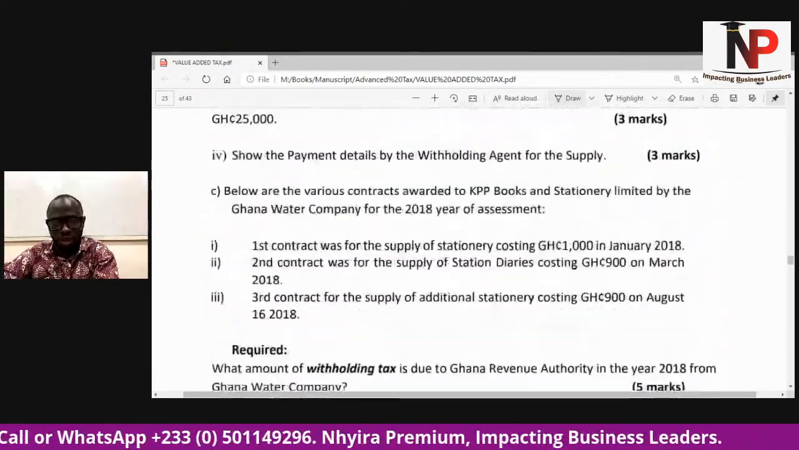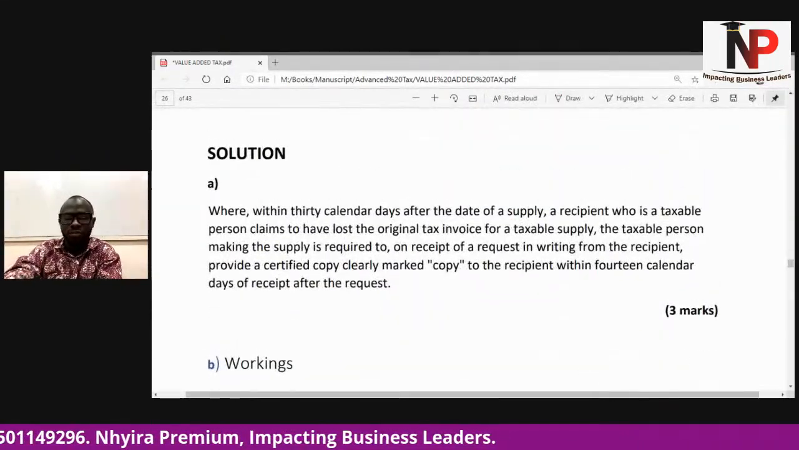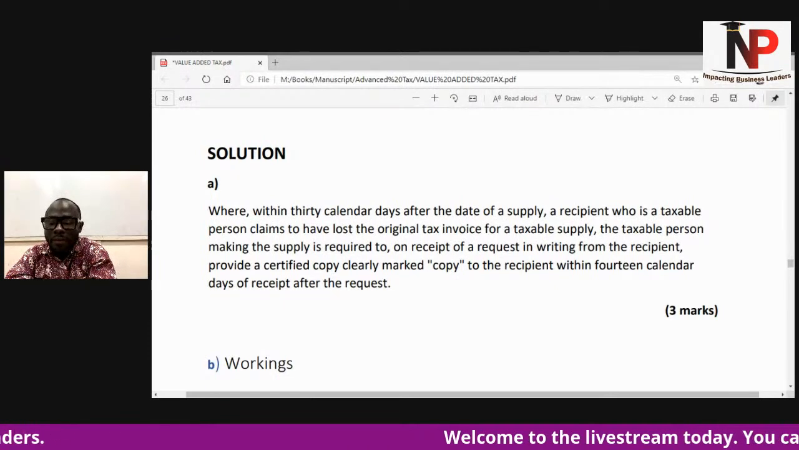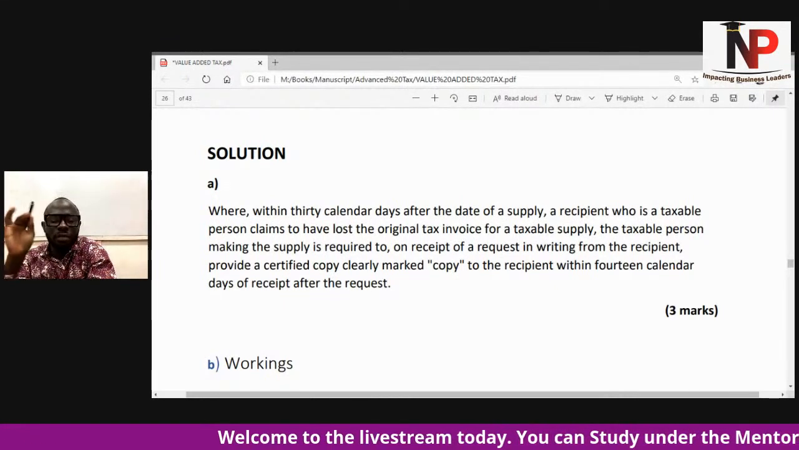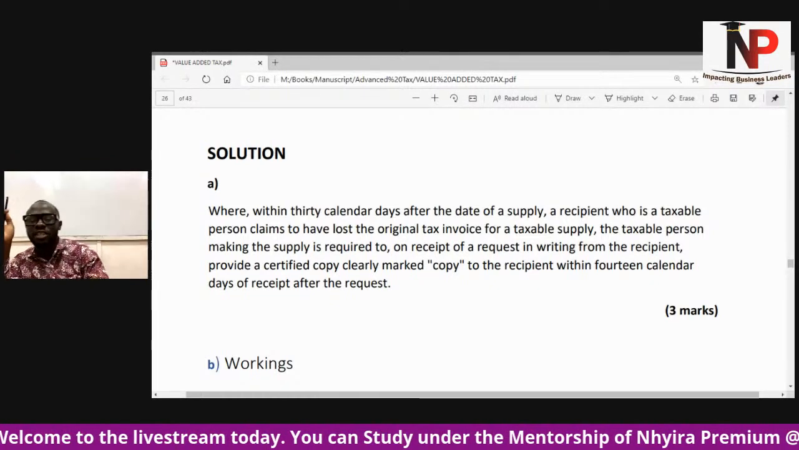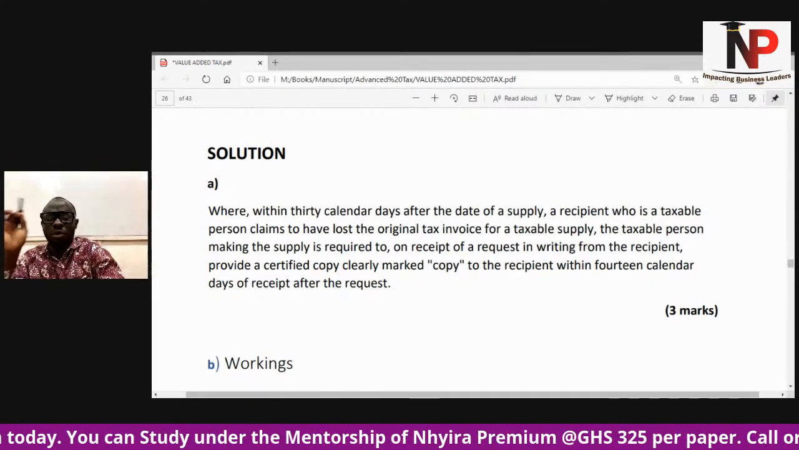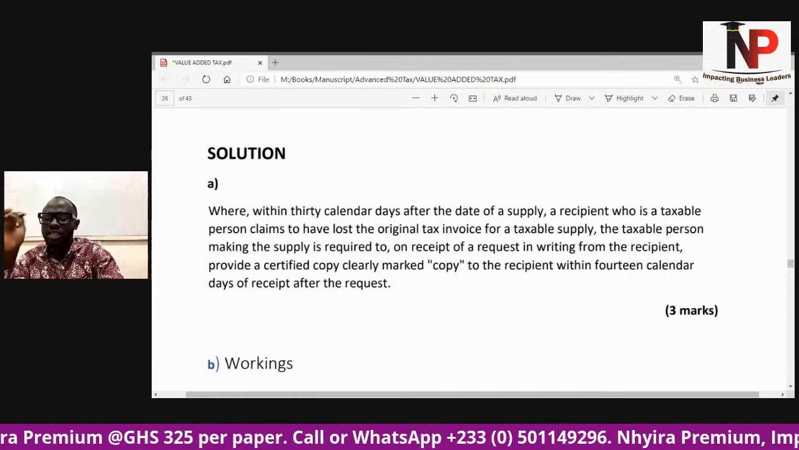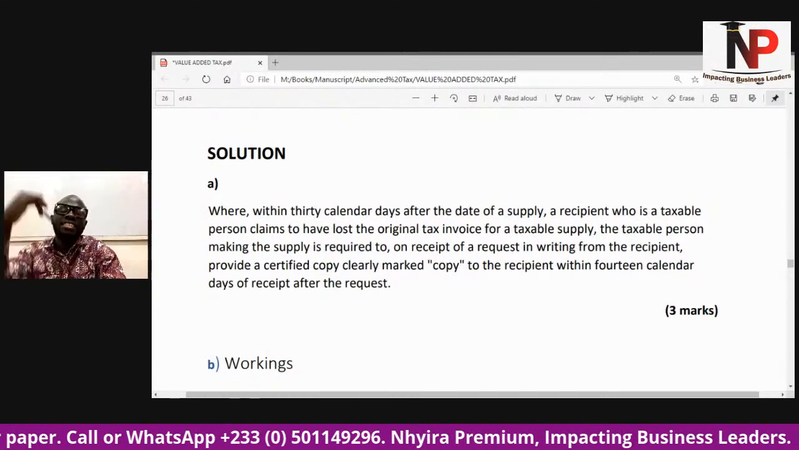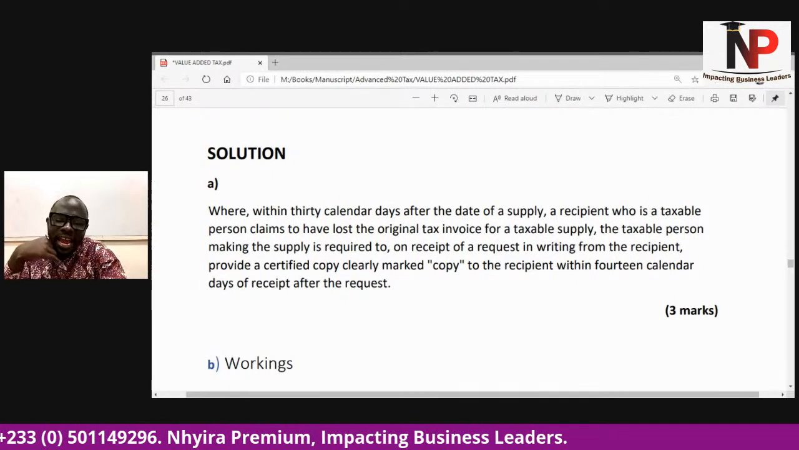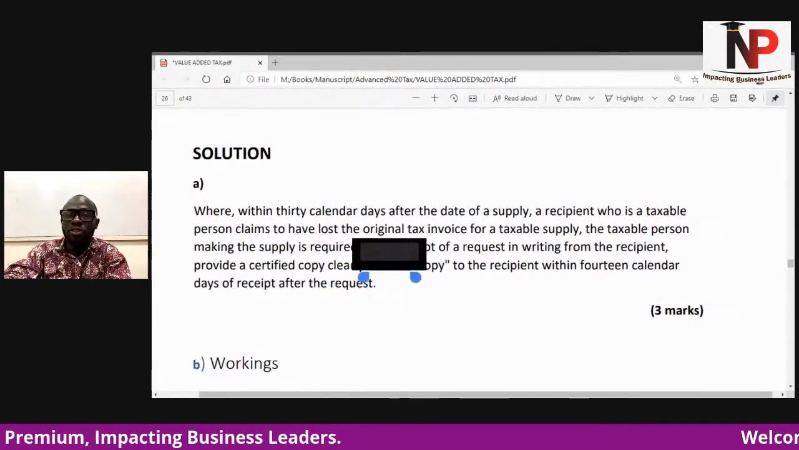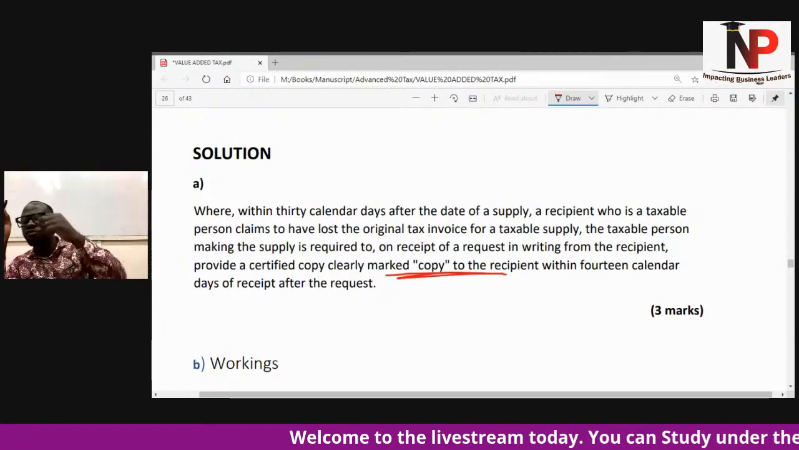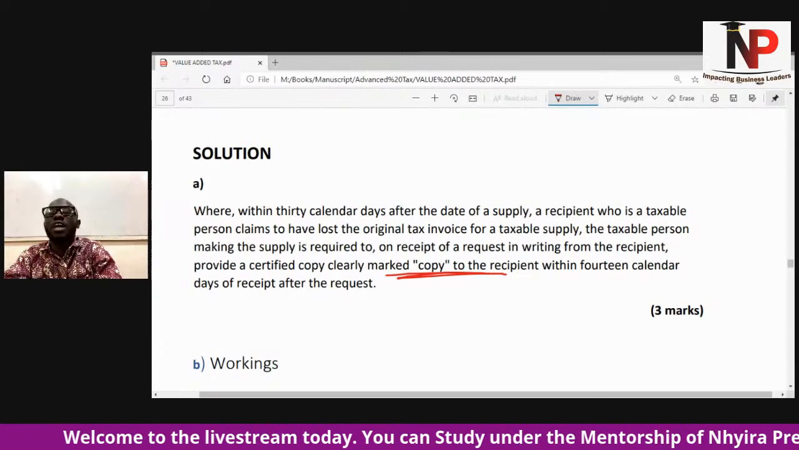Are you getting it? So let me read to you what I have there as well. Where within 30 calendar days after the date of a supply, a recipient who is a taxable person claims to have lost the original tax invoice for a taxable supply, the taxable person making the supply is required to, on receipt of a request in writing from the recipient, provide a certified copy, clearly marked copy. Very, very important. Clearly marked copy to the recipient within 14 calendar days of receipt of the request.